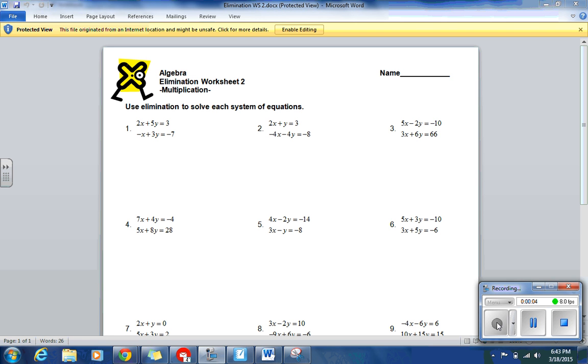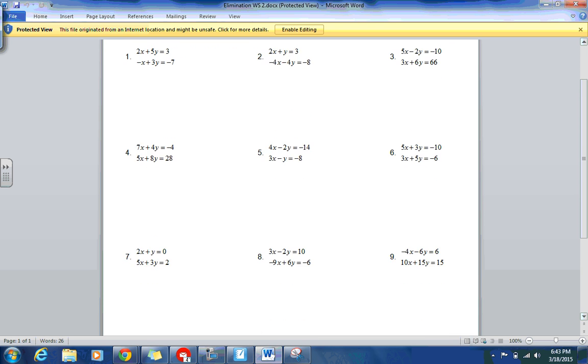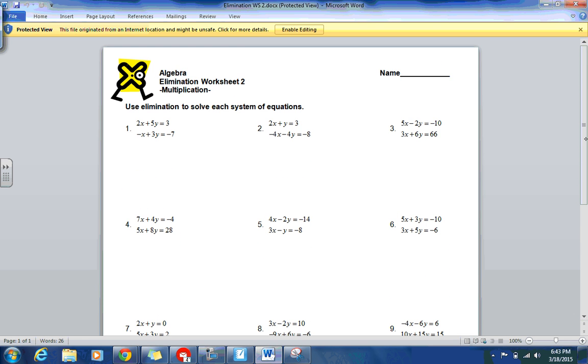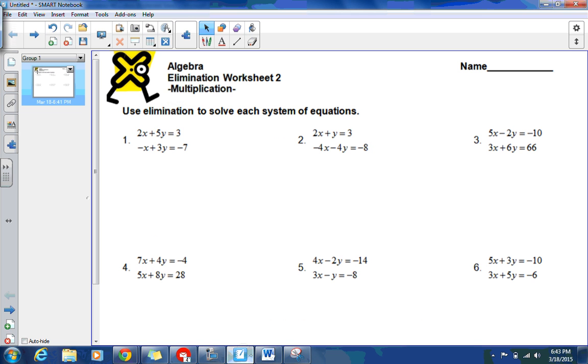This is the answer key video for the elimination worksheet 2, which deals with multiplication before elimination. Since you had 6 assigned, I'll go through the first 6. You can use any of those if you like, check those and work with those.